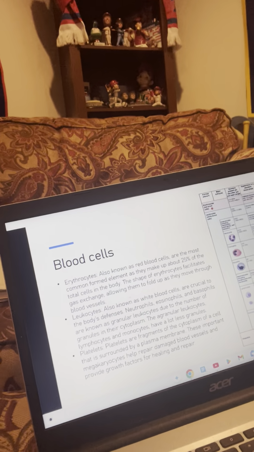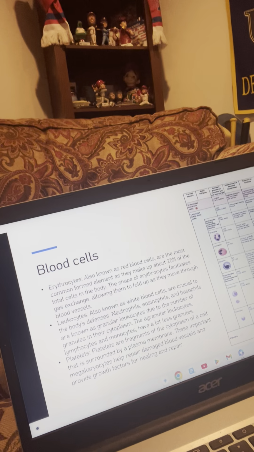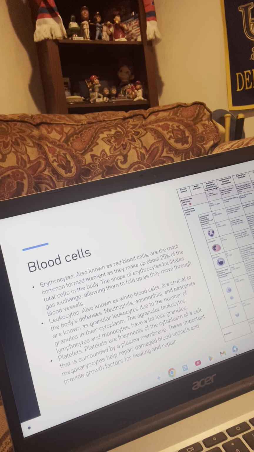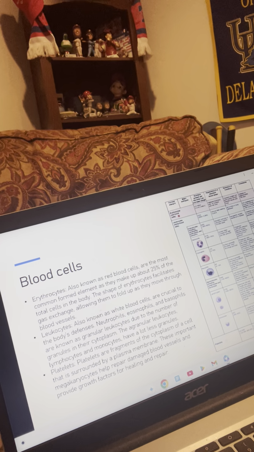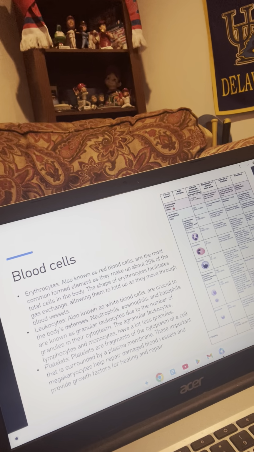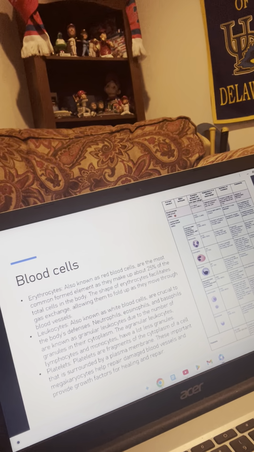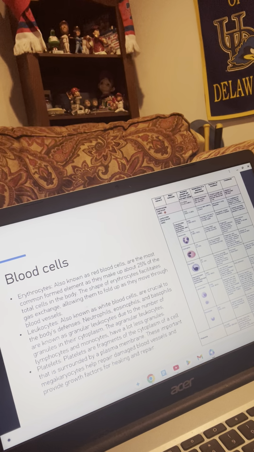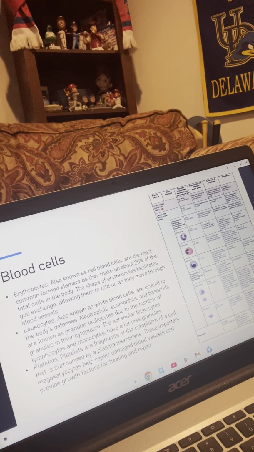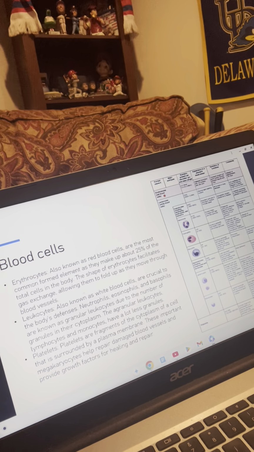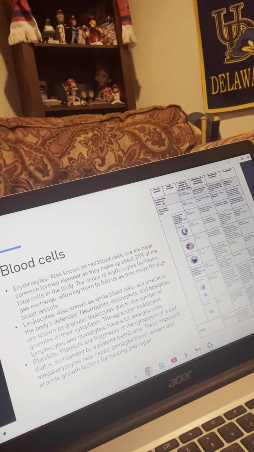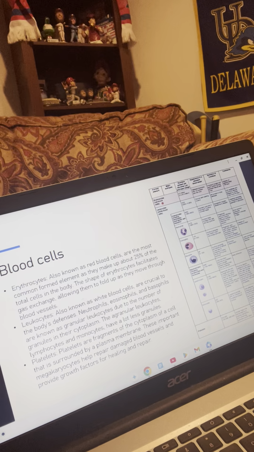So it talks about how erythrocytes are red blood cells. They're the most common formed element. The shape facilitates gas exchange, so that's why they look the way they do, and it allows them to fold up as they move through blood vessels. Disorders of the red blood cells, such as sickle cell disease, can potentially be an issue because they can cause a blockage. Leukocytes, white blood cells, are crucial to the body's defenses.